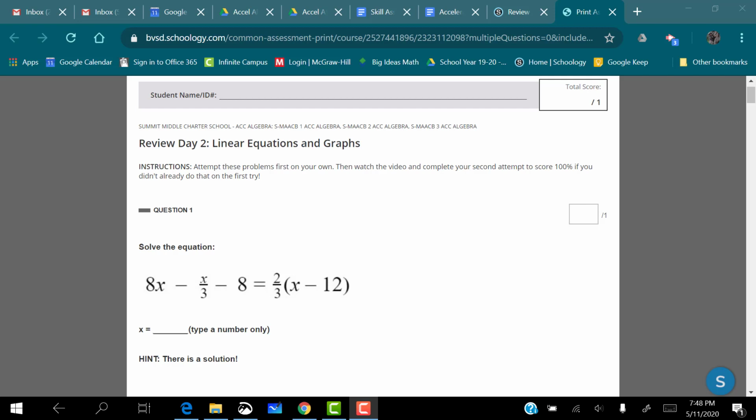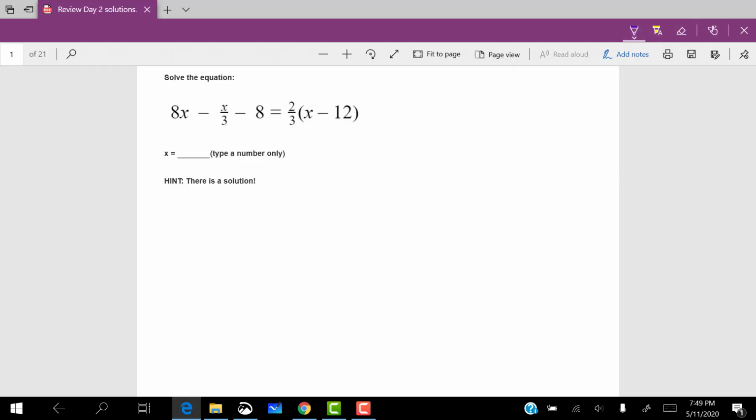Hey, Accelerated Algebra, a quick reminder to make sure that you have already tried these on your own and that you're taking really good notes because you'll be allowed to use these on your final progress check. Okay, today's all about linear, solving equations, writing equations of lines, graphing, and so on.